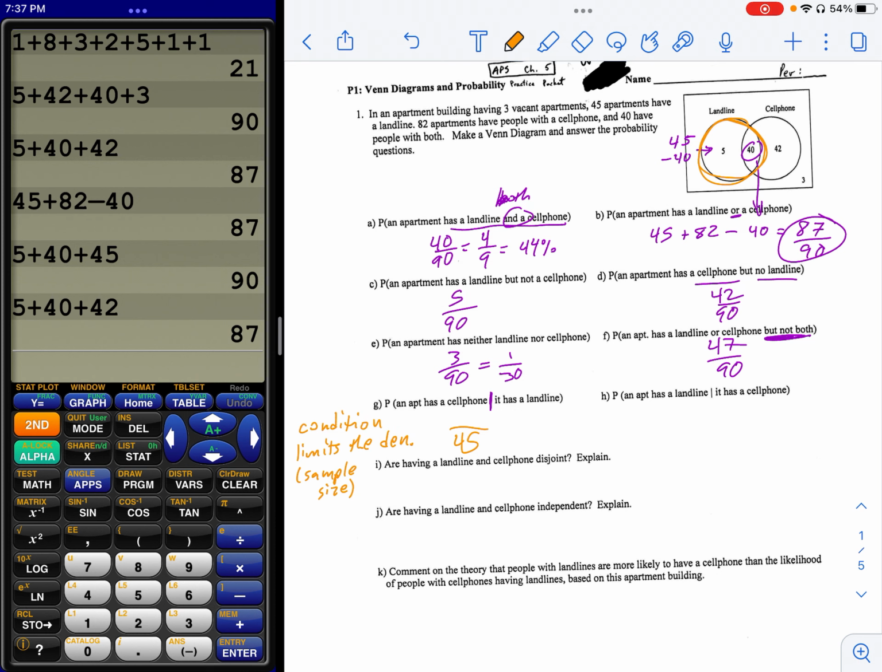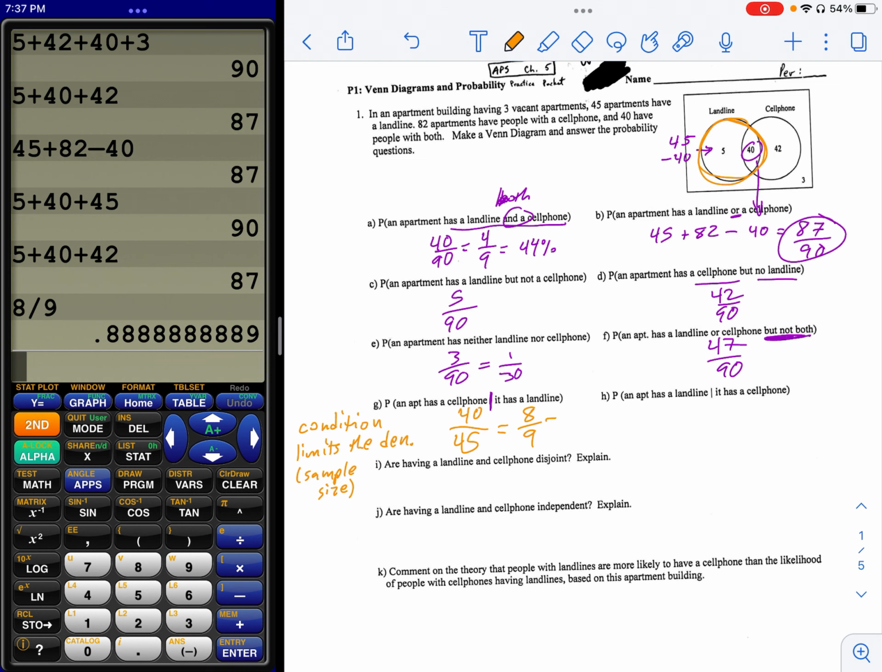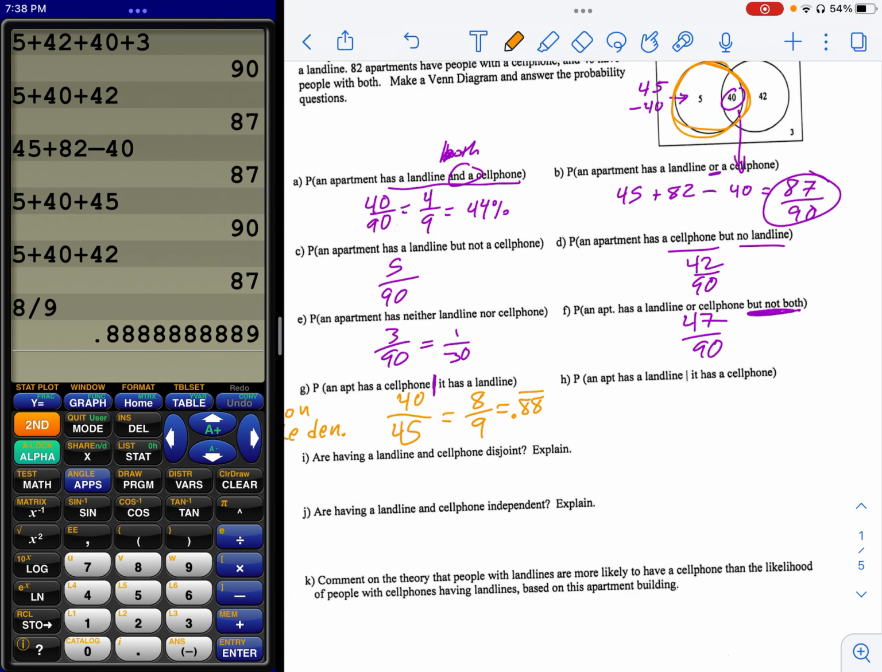The sample size for all the apartments is 90, but now we are limited to the apartments that have this condition. They have a landline. So there are only 45 of those. Within my orange circle, how many of them have a cell phone? Well, that would be the ones in the middle. That would be 40. 40 out of 45 would be 8 out of 9. Every once in a while, I like to show this as well, so you might see something like 0.88 repeating on a quiz or something.